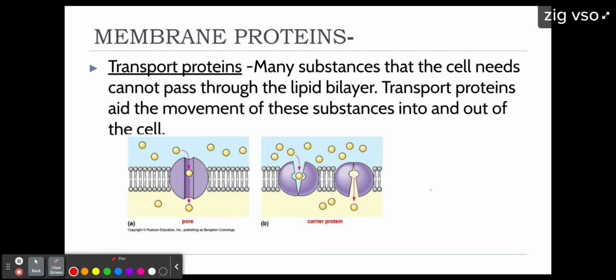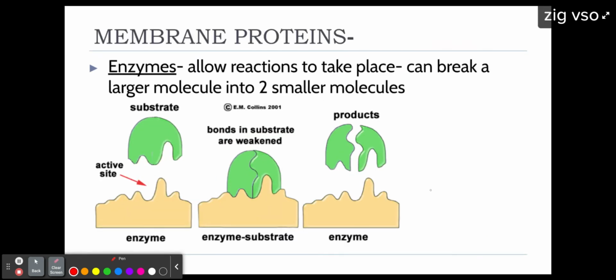Then you can have a carrier protein, which kind of acts like a gateway. If you're going into a turnstile to get into an amusement park or something like that, where you can only have one molecule at a time entering in the cell. So this can control the amount that enters or exits the cell. And you could have enzymes that are embedded into the membrane. Remember, enzymes are catalysts that cause a reaction to occur at a lower energy. And your catabolic is breaking something down, your anabolic is putting something together.